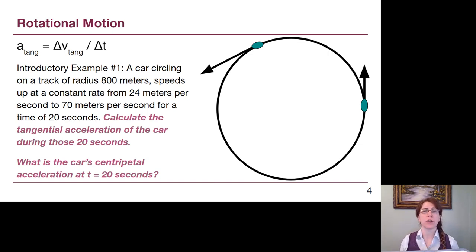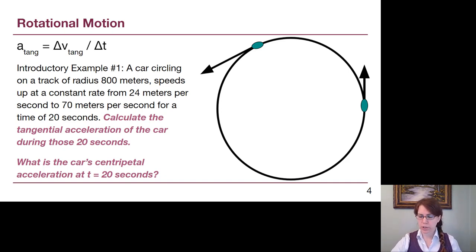So we're going to have this first introductory example. We're not going to have a separate video for this. We're just going to do it on the whiteboard. We're going to be looking at a car going around a track. It's kind of a rocket car, not a standard car. But it is speeding up at a constant rate, so we can just assume the acceleration is the same constant acceleration in the whole problem. We're told that we start at 24 meters per second and we end at 70 meters per second, and it takes us 20 seconds to do that.